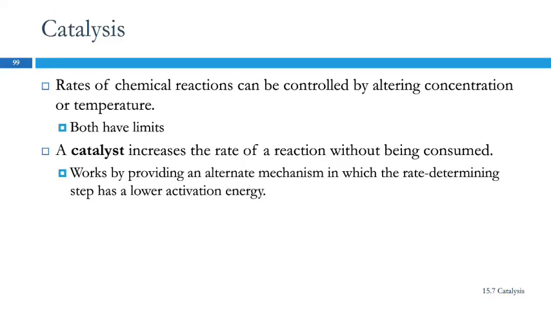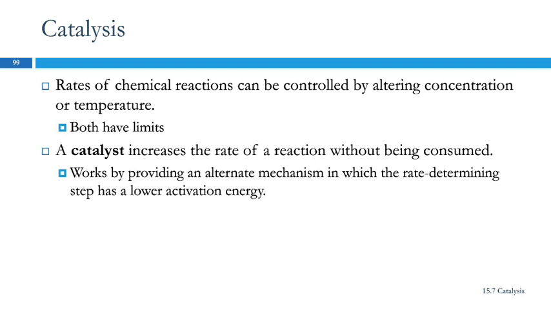So catalysis. So we've learned that rates of chemical reactions are affected by concentration and they're affected by temperature. But there are limits to both of those things. The limit on concentration could be the solubility of the compound. Right? You can't get past the solubility limit of it to increase the concentration further. Temperature can be a problem because if you get a high enough temperature, you could cause the reactants to decompose or cause damage to some surrounding system.